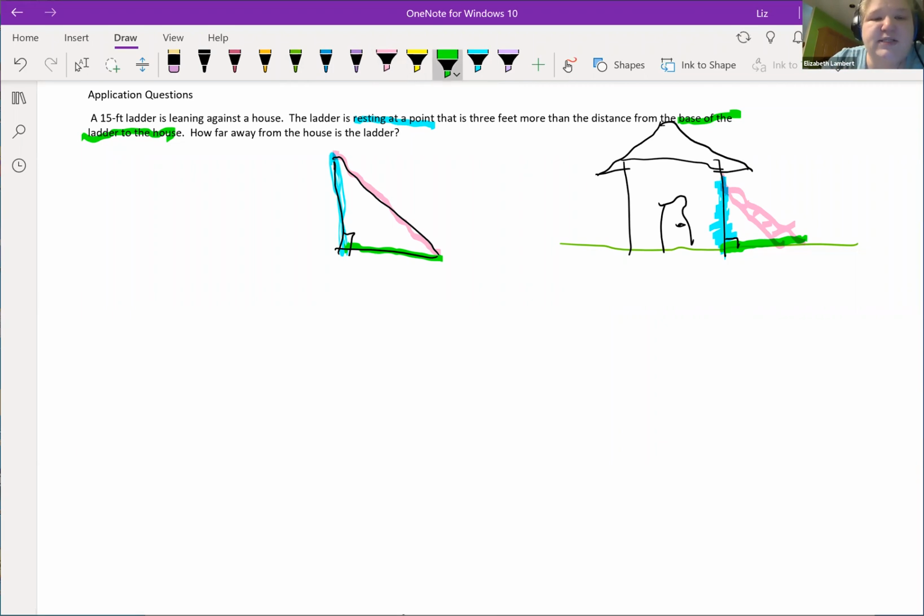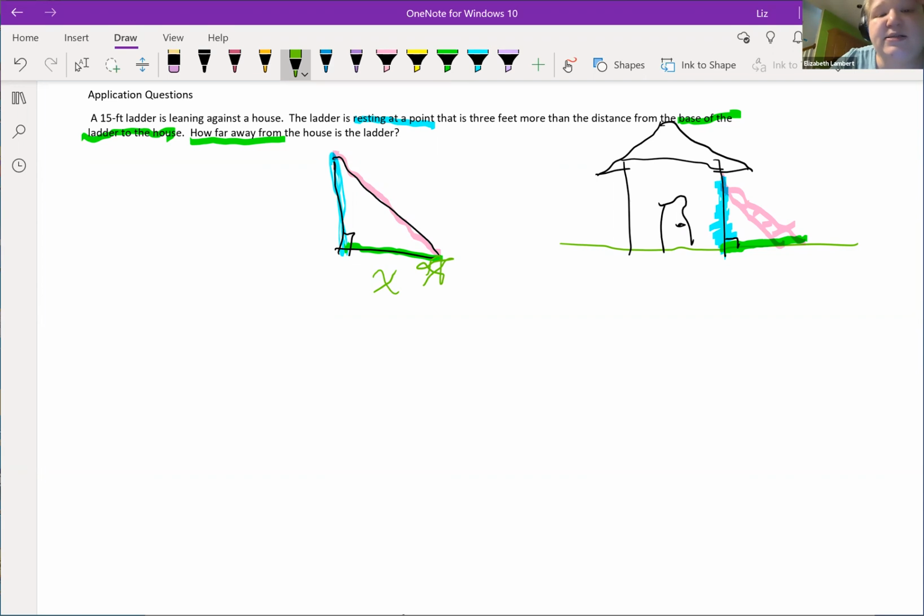And then the question asks, how far away from the house is the ladder? That is our distance from the base of the ladder. So it's not asking you to like average or do any weird thing. So if that is what they're asking for, then that is what I would prefer to call X. So that way when I solve for X, that's the answer I want. Now in other problems that may not work, it may be more beneficial to make something else X. So sometimes what I'll do is I'll put a little star to be like, that's the thing I want in the end.